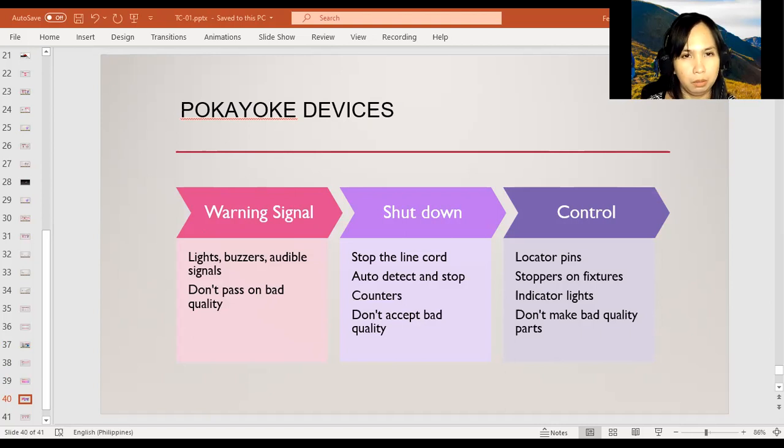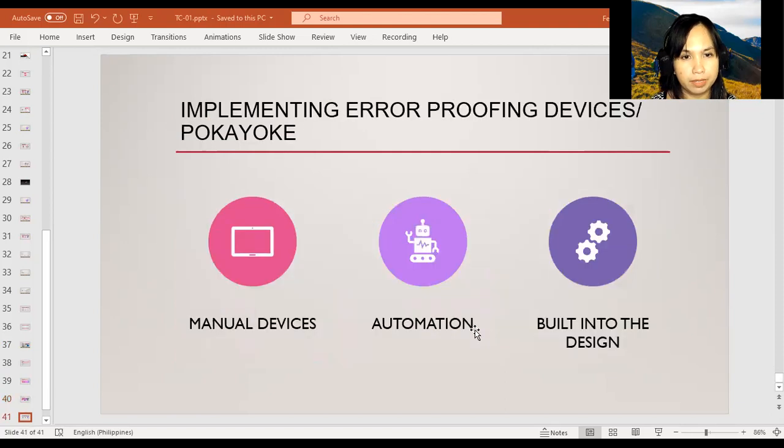And that said, no matter what type of error proofing device is used, there are many different ways of implementing them actually. So we go over to the implementation part, implementing error proofing devices. First, manual devices. They are often found to be extremely effective and inexpensive. So in other words, we may add a locator pin to a fixture, making it easier to load the part.